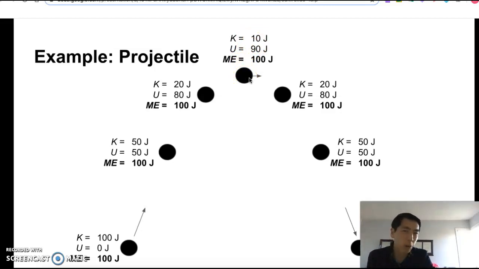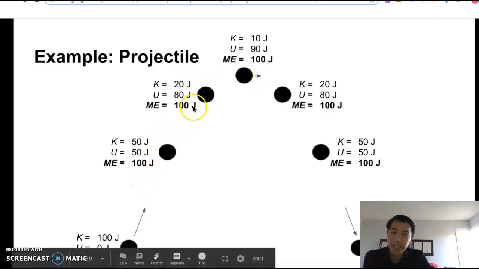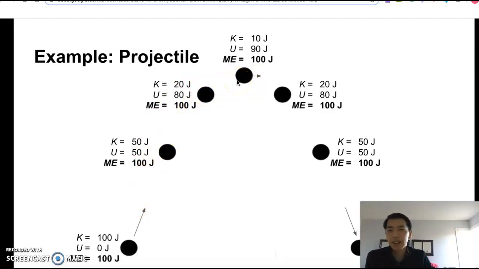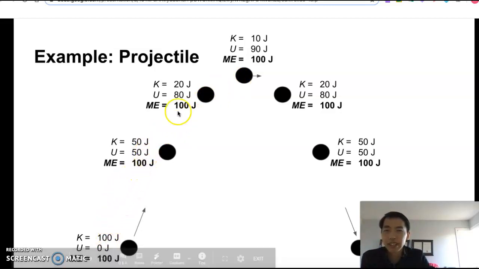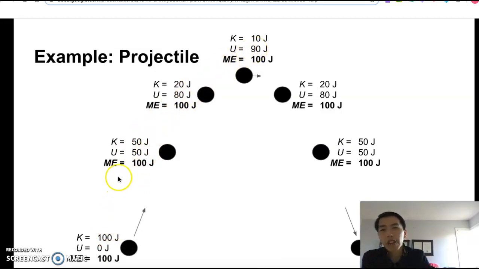It's still moving forward a little bit, so it should not be at 0 joules. So the kinetic energy is going down as it slows down. That means a different kind of energy is going up. That would be potential. So the potential energy went from 0, and then here's 50 to 80, and up to 90 here. But all throughout this whole projectile launch, the total mechanical energy stays the same, 100 joules.